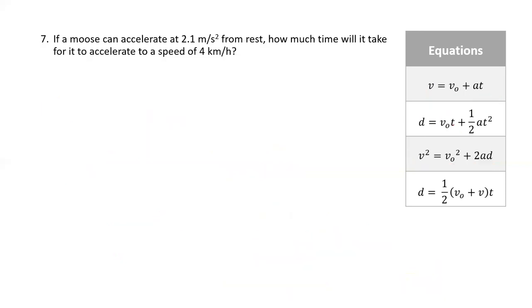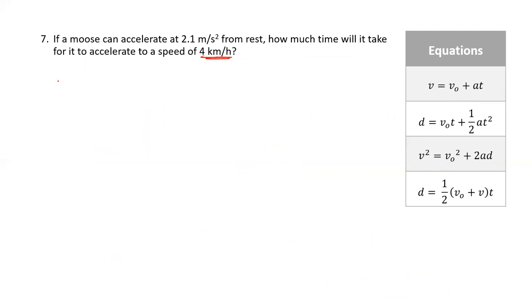Question 7, if a moose can accelerate at 2.1 meters per second squared from rest, how much time will it take to accelerate to a speed of 4 kilometers per hour? This is really a nice, easy question. There's only one little glitch in it, and the biggest issue is we've got kilometers per hour and meters per second. So this question is really nothing more than a reminder to change units.